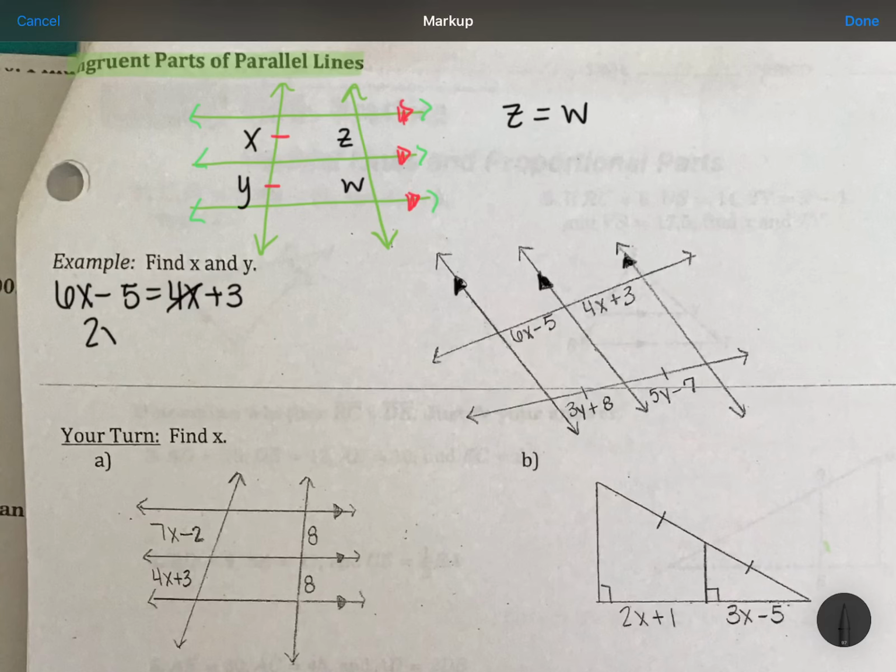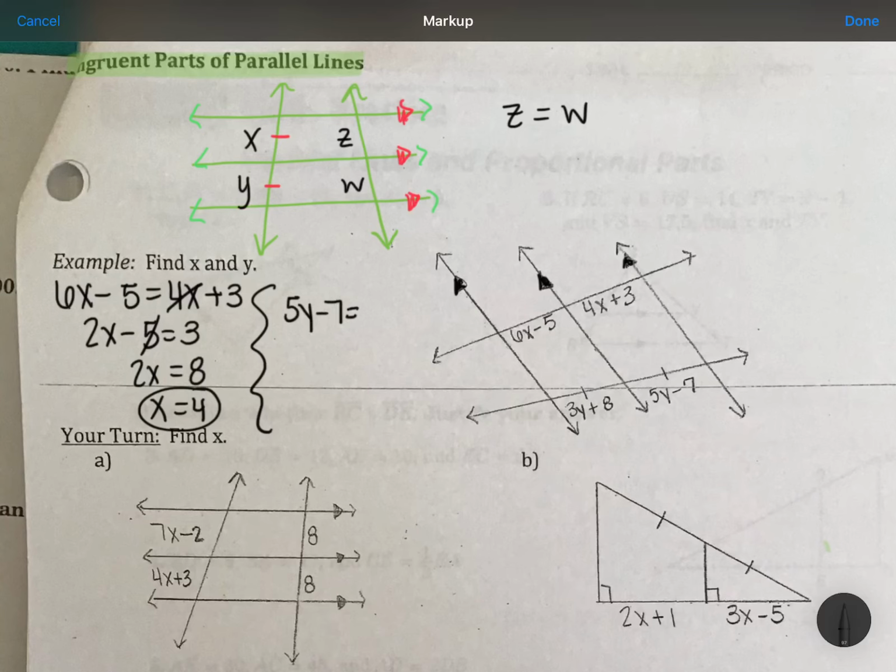Subtract 4x, I get 2x minus 5 equals 3. Add 5 gives me 8. Divide by 2, I get 4 for my x. My y's, they're marked congruent, so I can write my equation: 5y minus 7 equals 3y plus 8.